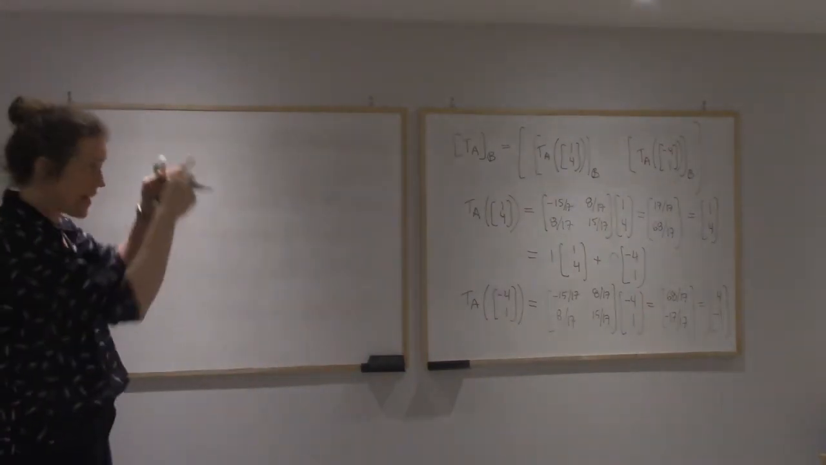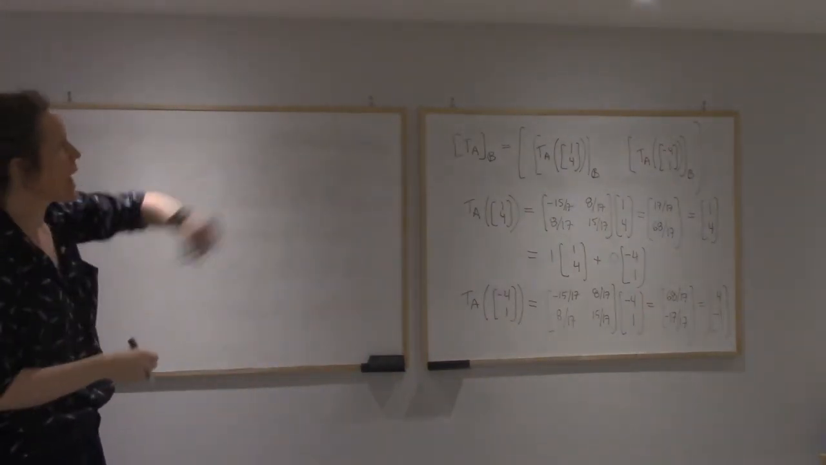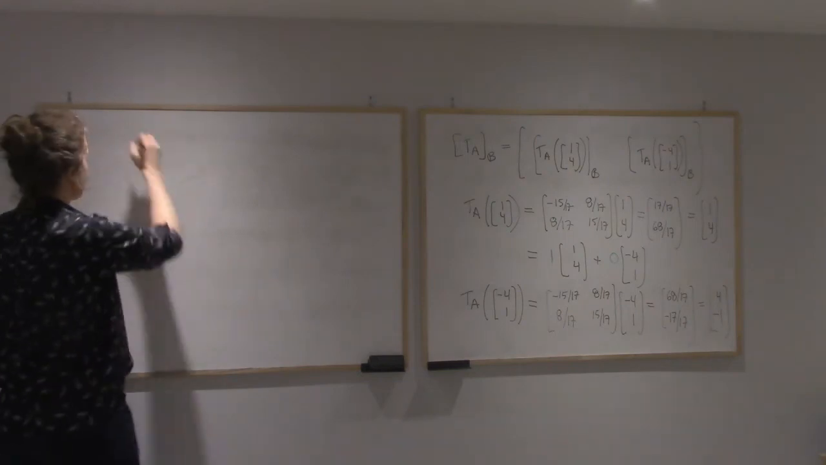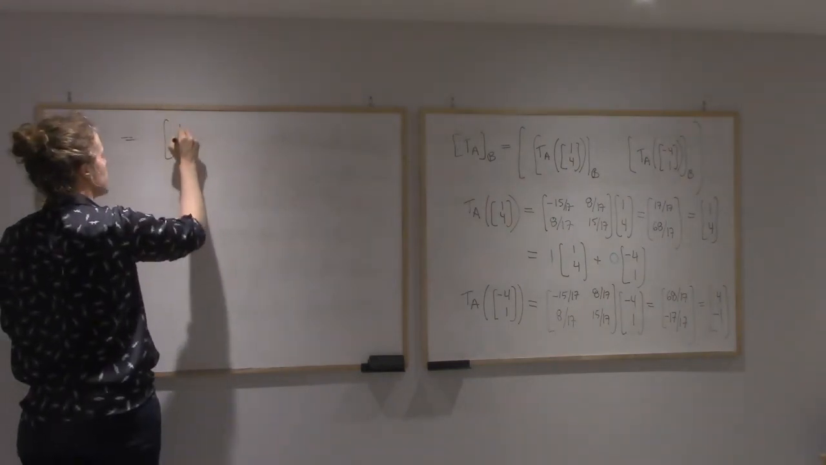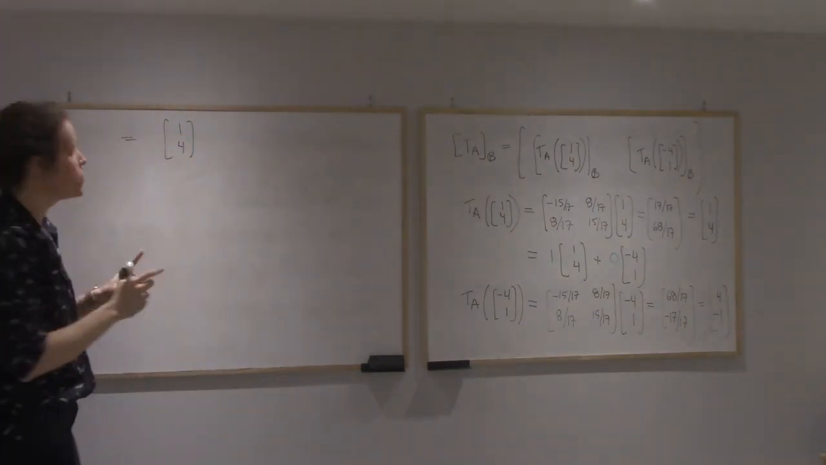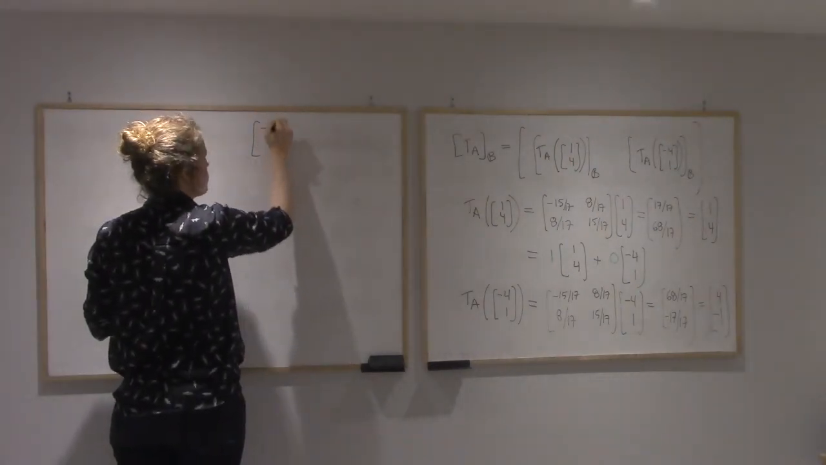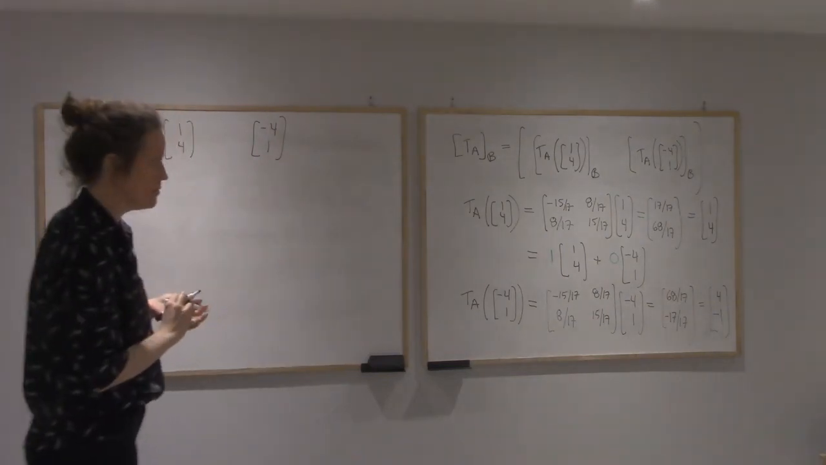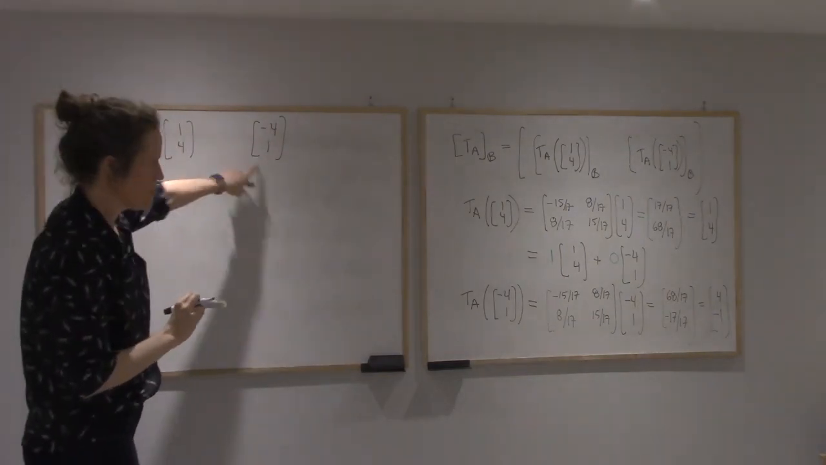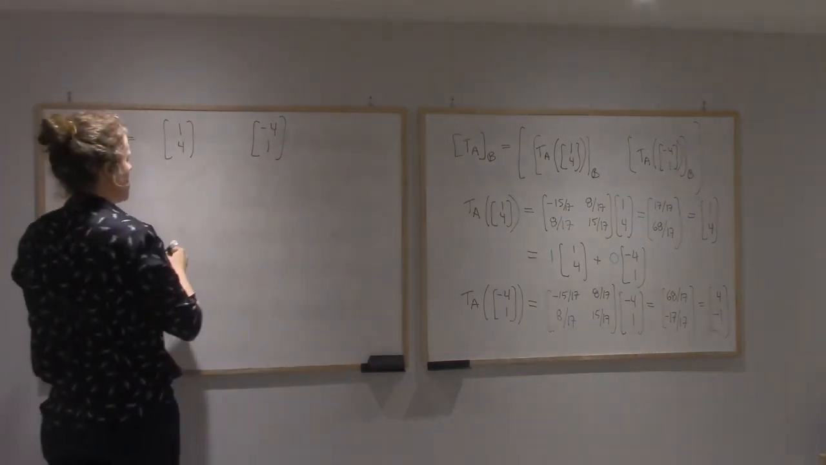Alright, so again, to get the numbers in that second column, I'm going to have to write this as a linear combination of my two vectors. So we had 1, 4 and minus 4, 1. Well, it's almost this one. You just have to multiply it by minus 1.